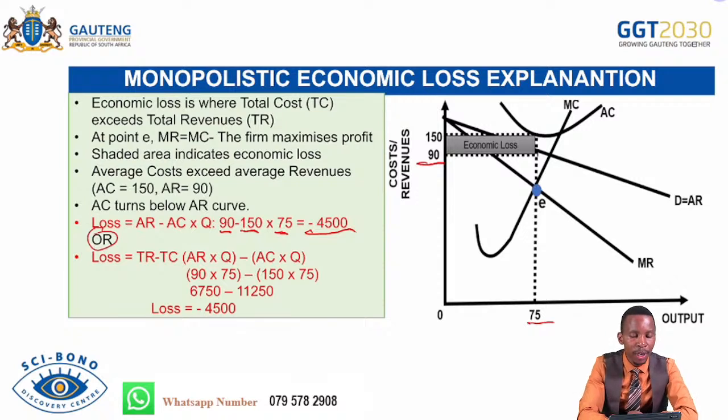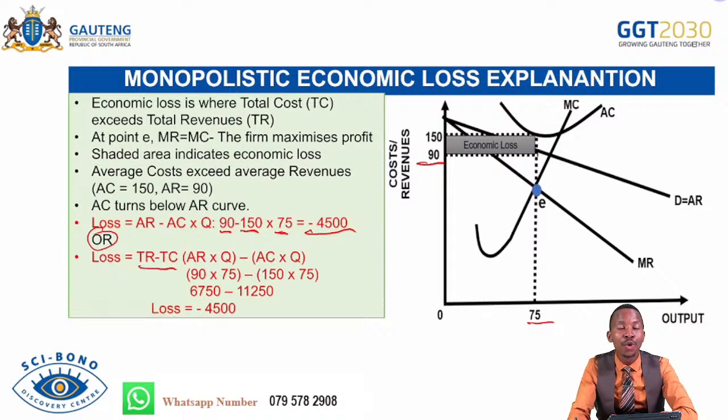Or the other formula we can use, we say economic loss equals total revenue minus total cost. Then we need to work out total revenue and total cost in order to get the profit or a loss. We say, open the bracket, average revenue times quantity, close the bracket, minus, open the bracket, average cost times quantity, close the bracket. And then what do we do? We substitute in this case. We say 90 as average revenue times 75, which is the quantity. And then minus, open the bracket, 150, which is our average cost, times 75, which is the quantity, close the bracket.